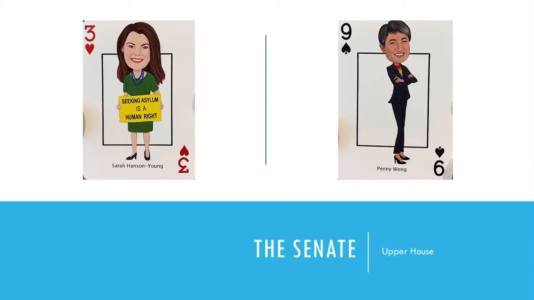Move on to the Senate now. We've got 2 prominent senators, Penny Wong, who is the leader of the Senate for the Labour Party, and also Sarah Hanson-Young, who is a relative newcomer to the Senate. She is a Green senator, but she is making headlines for some of her views on women's rights and asylum seeker rights.